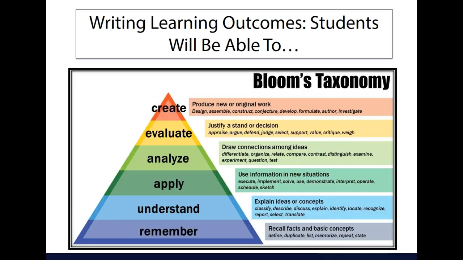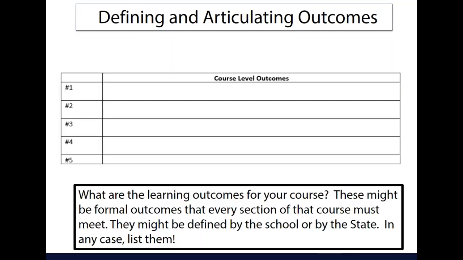And again, if you're going to be writing outcomes or rewriting outcomes, or if the outcomes you have aren't already written this way, translate them into language that focuses on what students will be able to do. What are they? And I will send you a document if you want, or certainly create your own. What are the course level outcomes?